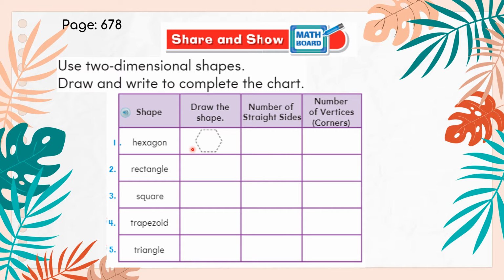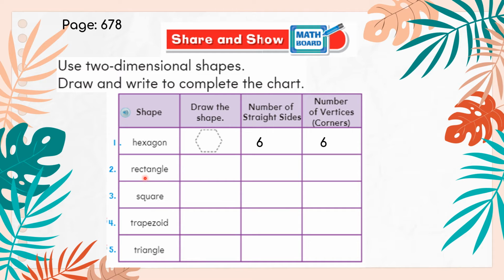So we have a hexagon here, and how many straight sides does a hexagon have? Let's count. 1, 2, 3, 4, 5, 6. So we have 6 straight sides for a hexagon. Now how many vertices does a hexagon have? Let's count. 1, 2, 3, 4, 5 and 6. So a hexagon has 6 vertices.